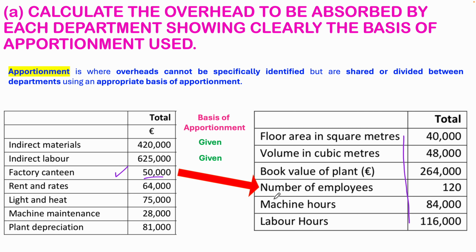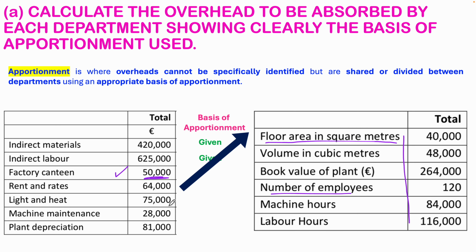Because factory canteen, all the staff eating there, that's the easiest and best way to split that up. Rent and rates then. So it will be floor area in square meters, volume in cubic meters, book value of plant, machine hours, or labour hours. So rent and rates will be floor area in square meters, because we rent out per square meter.